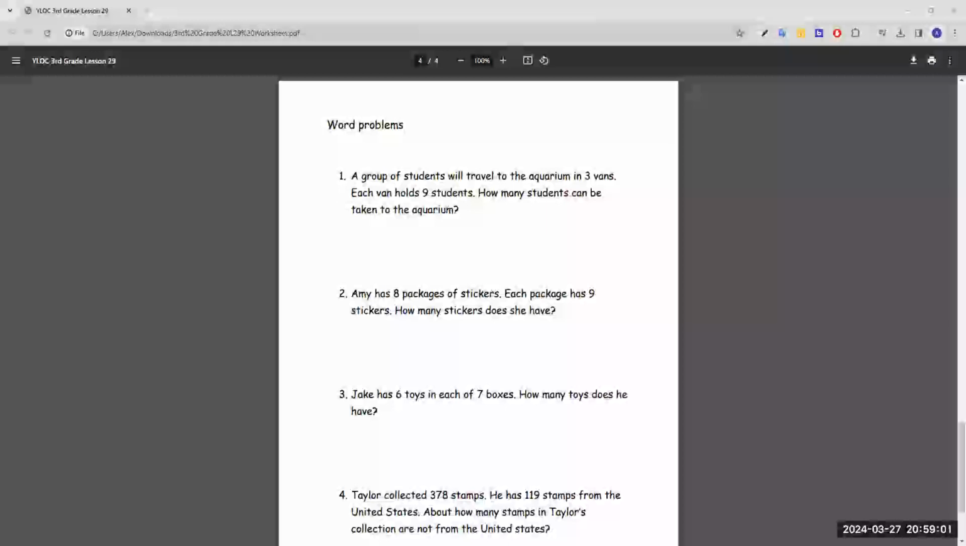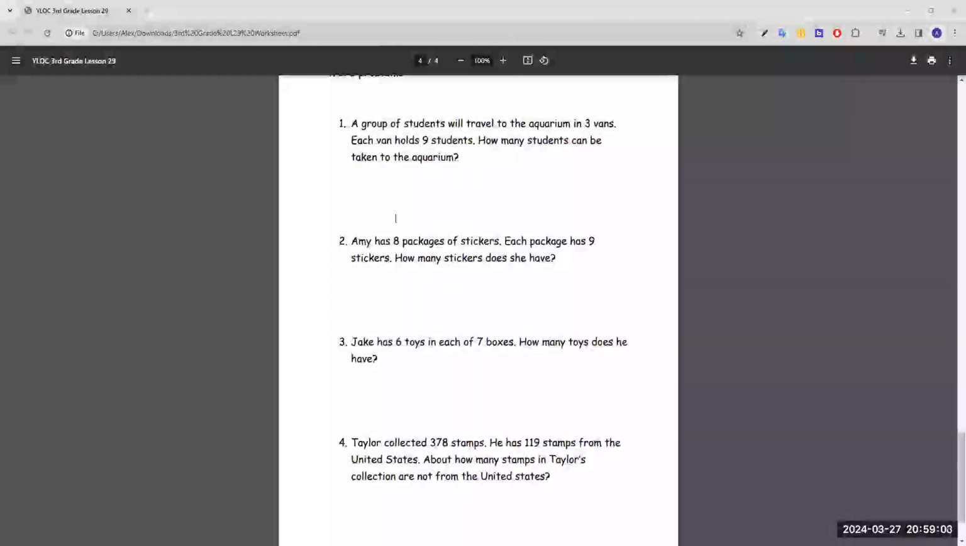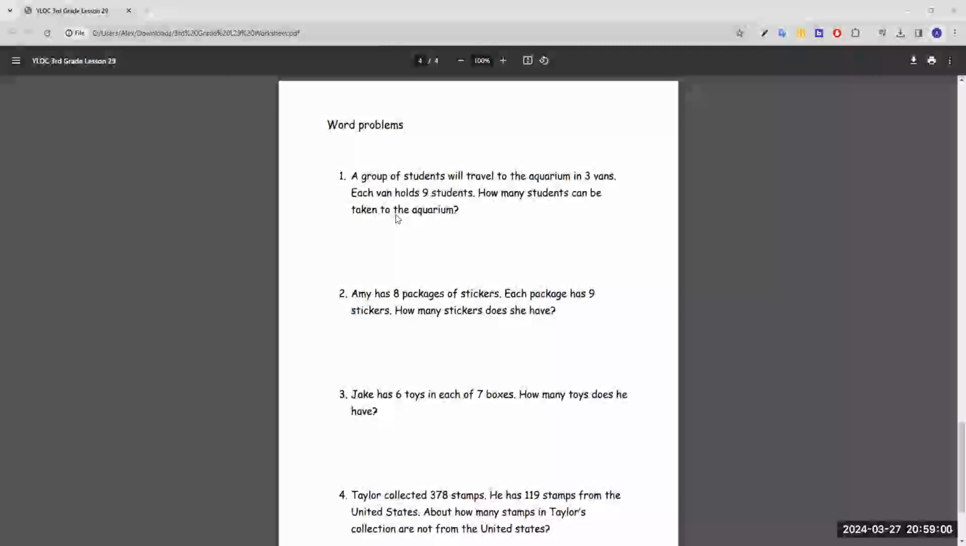Word problems. Number 1, a group of students will travel to the aquarium in 3 vans. Each van holds 9 students. How many students can be taken to the aquarium? So each van holds 9 students and there's 3 vans. That would mean we would do 9 times 3. That means 27 students can be taken to the aquarium.